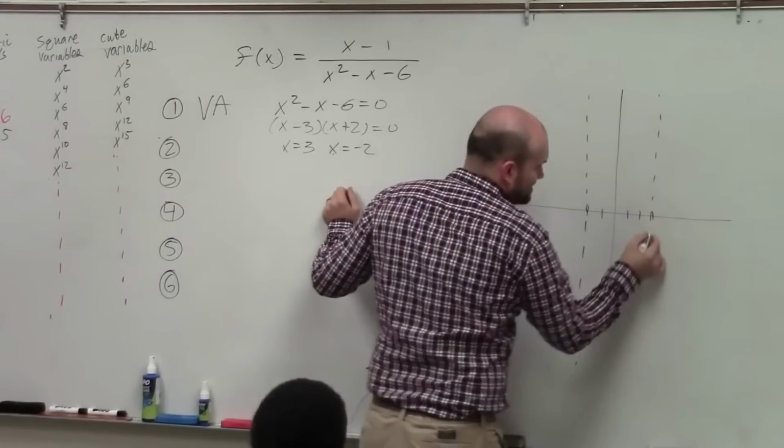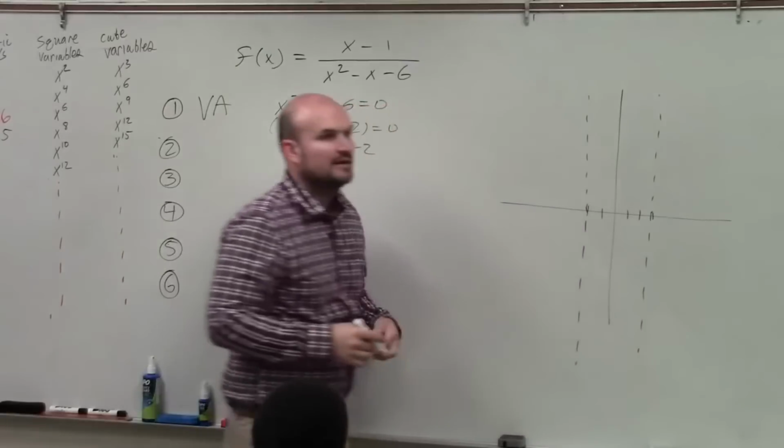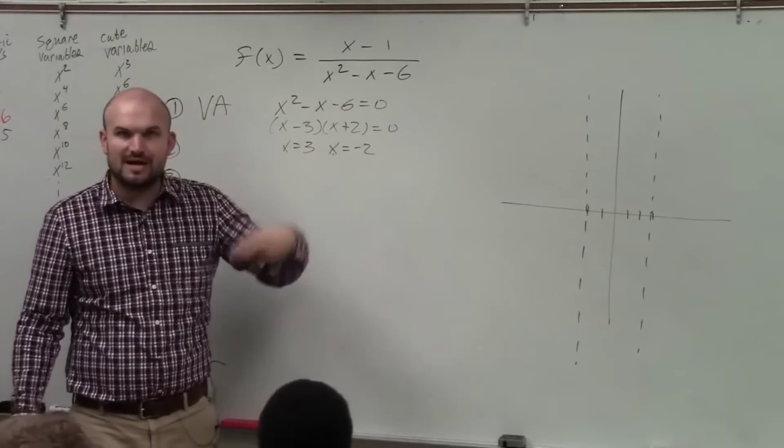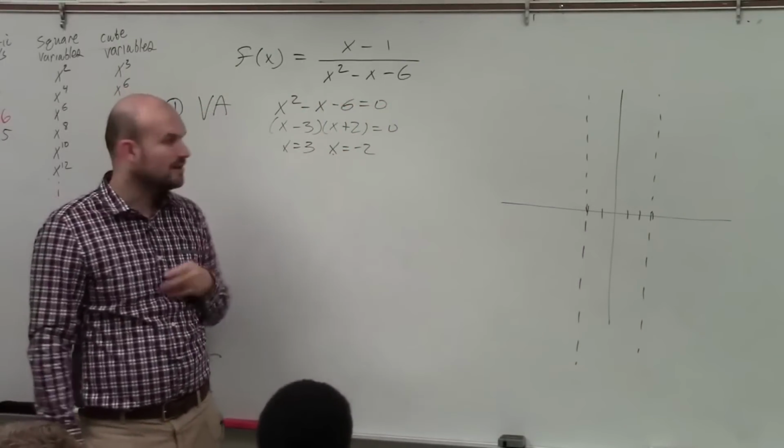So to represent the asymptotes, we're going to use a dashed line. It's x equals, so that's a vertical line. Does that make sense? All right.